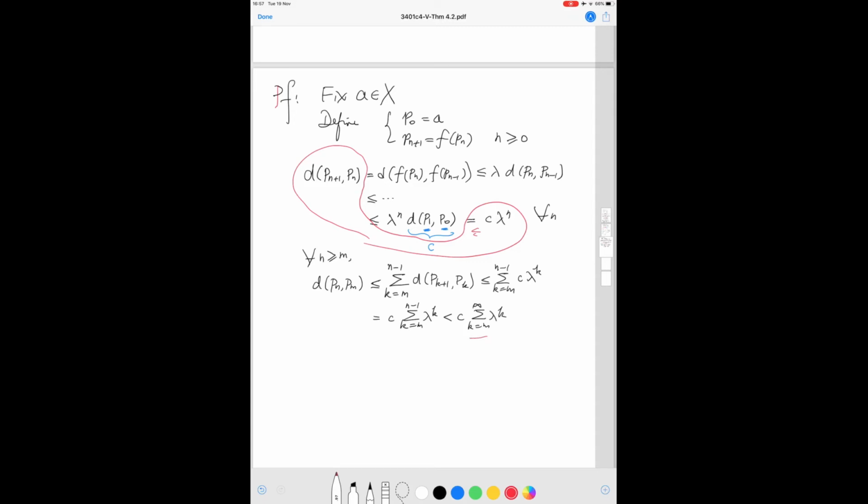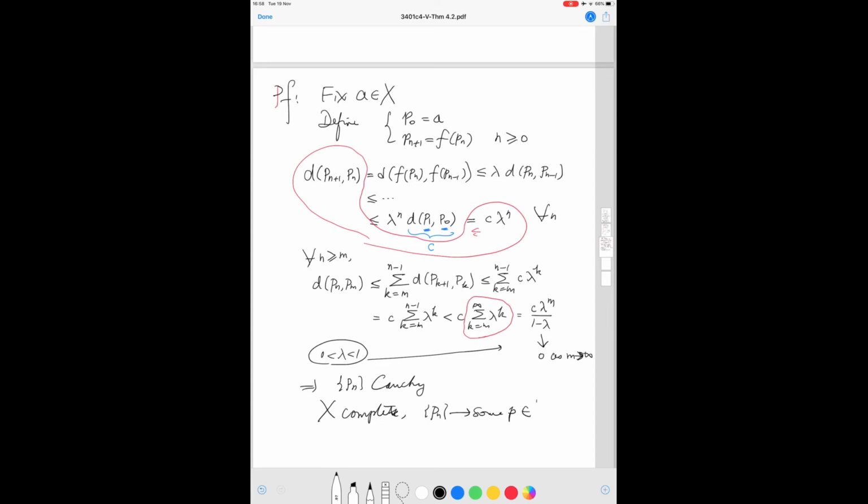Now this is a geometric series with common ratio lambda, which is strictly less than 1. So it is convergent, and the whole thing is equal to C times lambda to the m over 1 minus lambda. Now notice that since 0 is less than lambda which is less than 1, this thing tends to 0 as m tends to infinity. So in other words, the sequence Pn is a Cauchy sequence. Now because X is complete, you know that the Cauchy sequence Pn converges to some P in X.